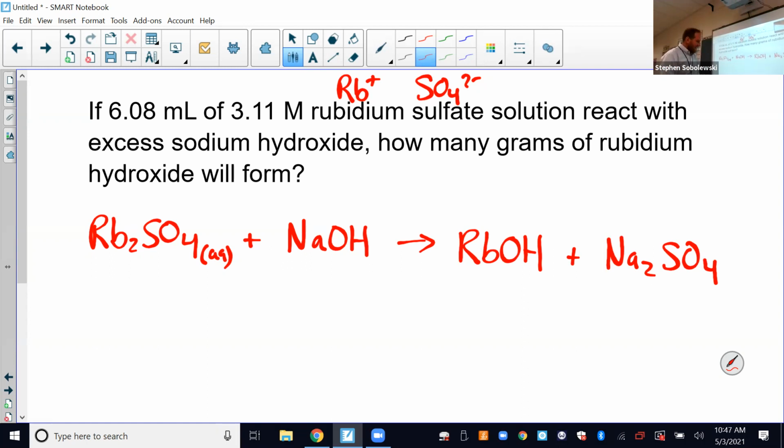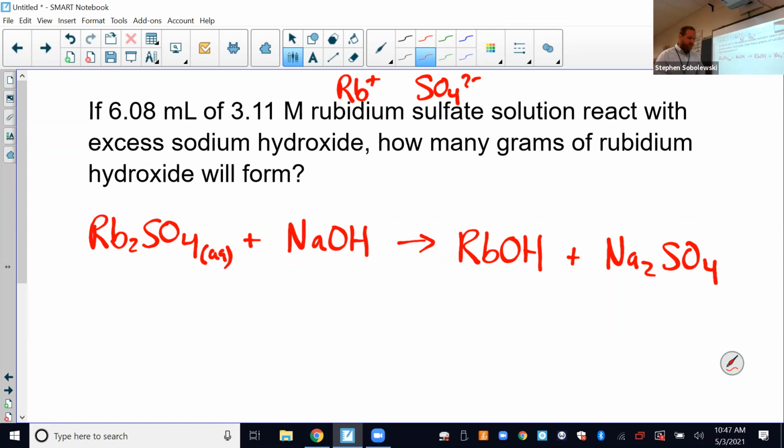Now, in terms of states, we generally would want to predict the states here, but I believe the pink sheet we use doesn't have rubidium on it. But in this case, I'm just asking for grams of rubidium hydroxide, so I know that's what we're solving for. Okay, the equation's done. Now we balance it.